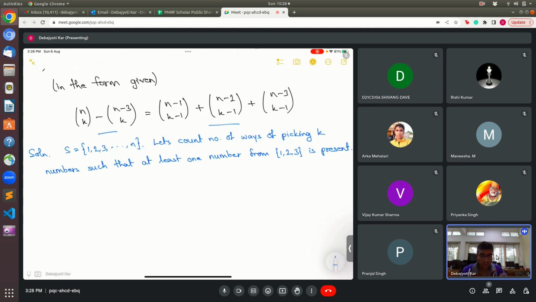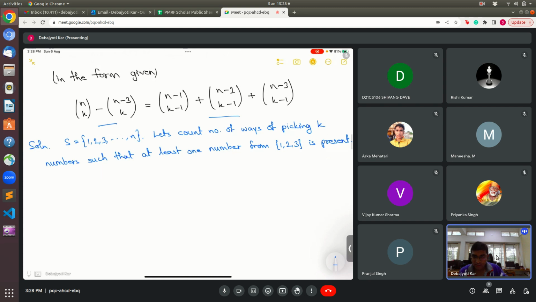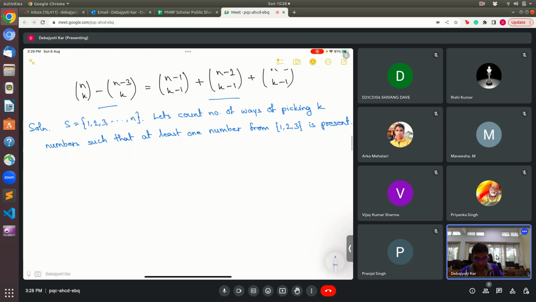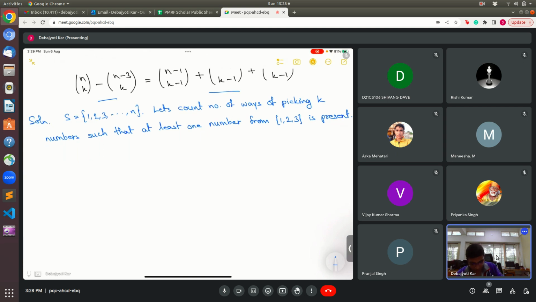So on the one hand, if you consider the LHS, the total number of ways of picking k items out of these n items is n choose k. And now if we consider how many such ways are there in which no number from this set is chosen, which means all of the k numbers must belong to the set 4, 5, 6 up to n, and that is n minus 3 choose k. So on one hand, we'll count this in two ways.